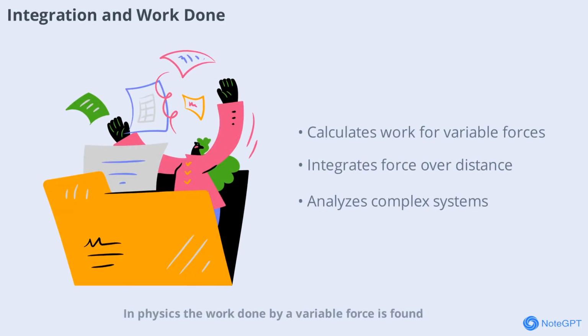In physics, the work done by a variable force is found by integrating the force function over the distance moved. This allows us to calculate the total energy transferred, even when the force changes along the path. Integration makes it possible to analyze complex systems where forces aren't constant.